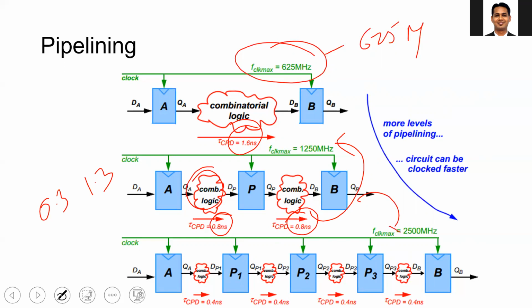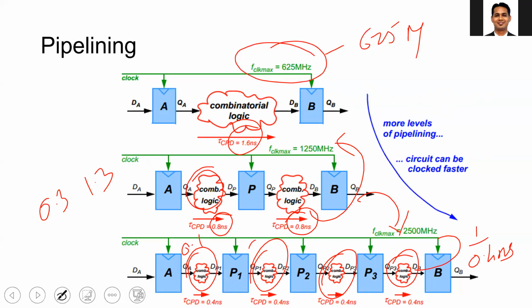Then I can go one step further. I can divide it into 4 parts, each of 0.4 nanosecond. So my clock frequency is 1 by 0.4 nanosecond. But if I can't divide into 4 equal parts, suppose I divide it into 0.1 nanosecond, 0.1 nanosecond, 0.1 nanosecond, and 1.3 nanosecond, then my clock frequency will be 1 by 1.3 nanosecond. Okay, so you need to make sure how you divide the combinational circuit so that you can best utilize the advantage of pipelining the circuit.